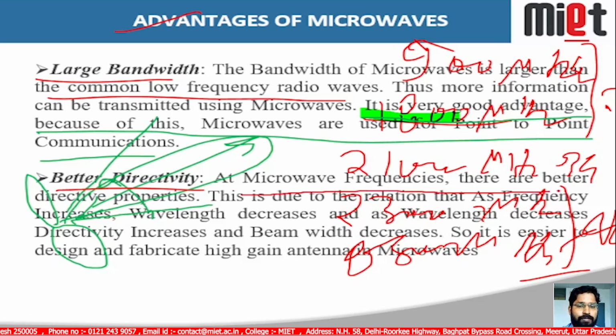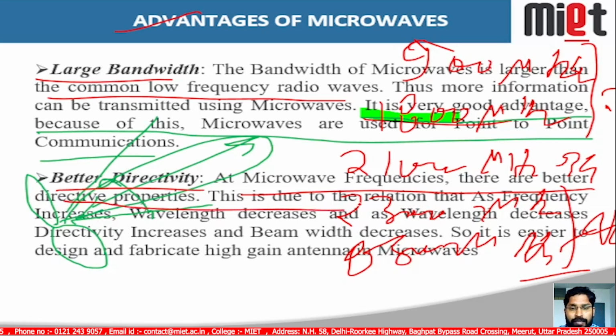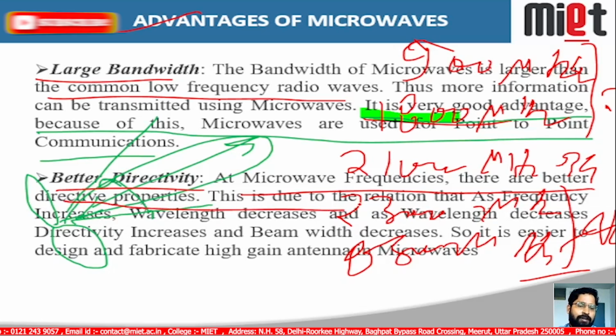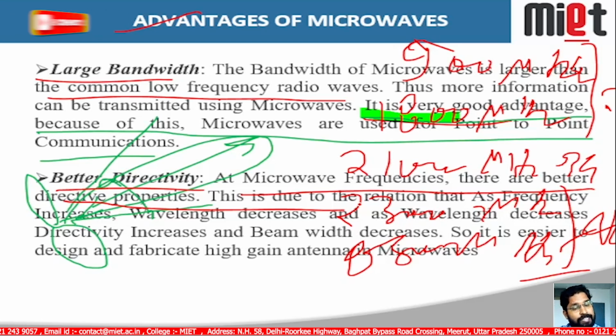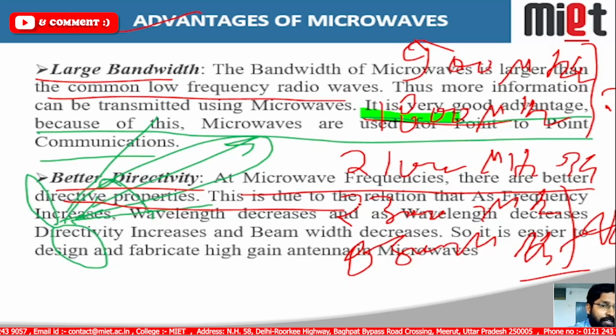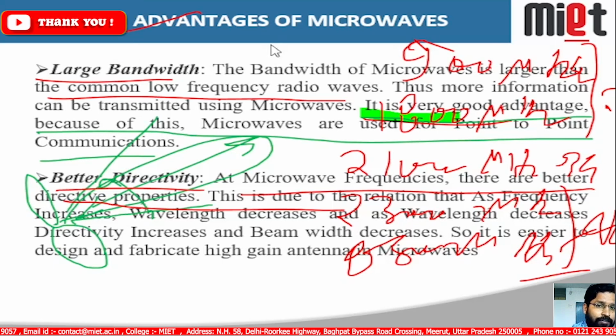At microwave frequencies, there is a better directional property. It is due to the relation that as the frequency increases, the wavelength decreases. There is a relation between frequency and wavelength: if the frequency increases, then the wavelength decreases, as you can see here.